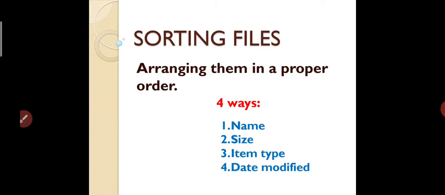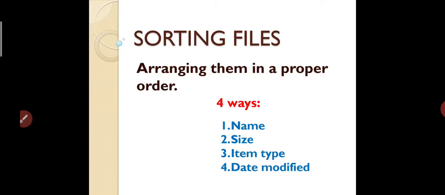If you are sorting by name, all the files get arranged according to their alphabetic order, from A to Z. So once you select sort by name, a practical way of doing sorting I will show you in the next slide. So just understand the theory. When you sort files, these files get arranged according to the alphabetic order.